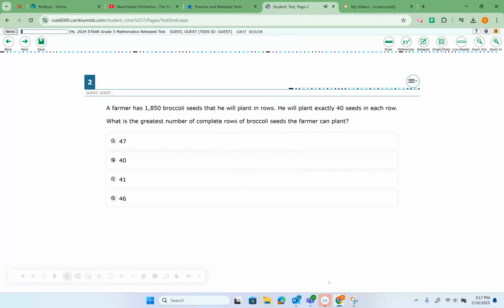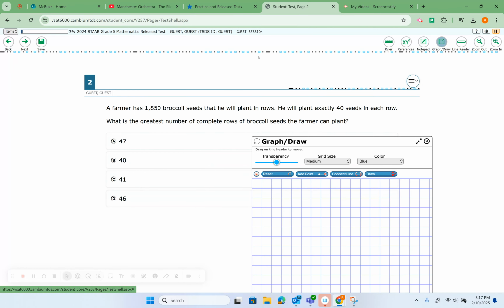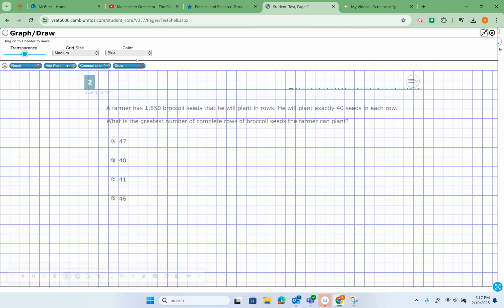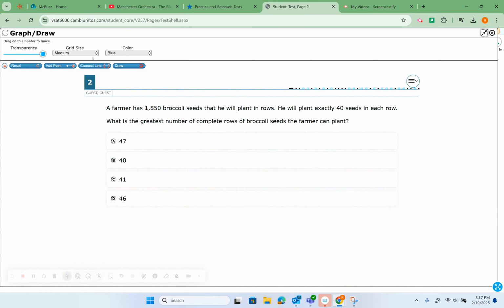Okay, so for problem number two, it happens to be a division problem. We've got 1,850 broccoli seeds, and we're going to plant them and put 40 seeds in each row, right? So visualize that. Hopefully, our fifth graders can use this tool here and go, okay, in one row it's going to have 40, another row, another 40, another row, another 40. If they want to, they can just continue this until they get as close to this as possible and eventually get the answer. I think it's going to be 46.